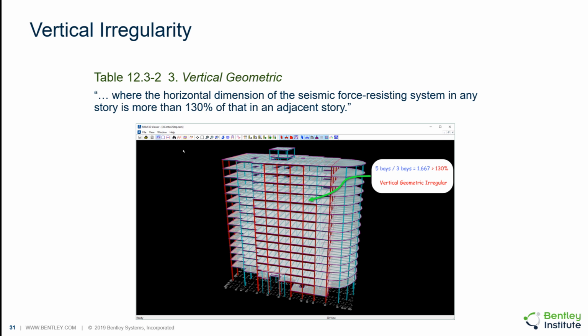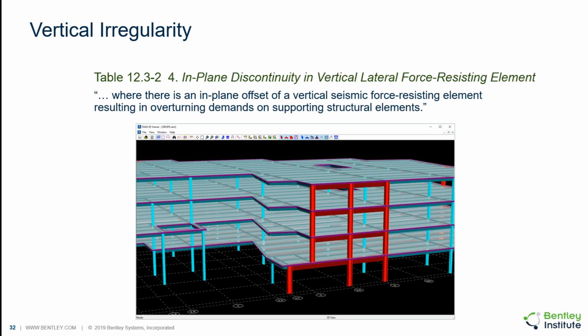The vertical geometric irregularity is defined to occur where the horizontal dimension of the frames or walls of any story is more than 130% of that of an adjacent story. The in-plane discontinuity irregularity is defined to occur where there is an in-plane offset of the frame that results in overturning demands on the supporting frame members, such as a transfer girder situation.